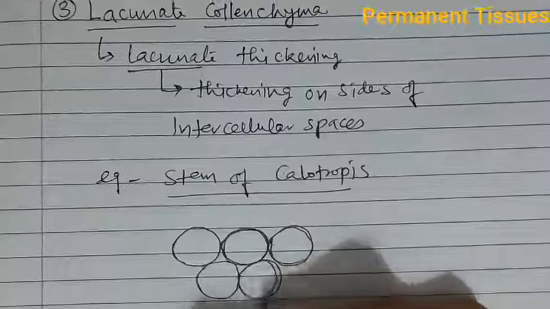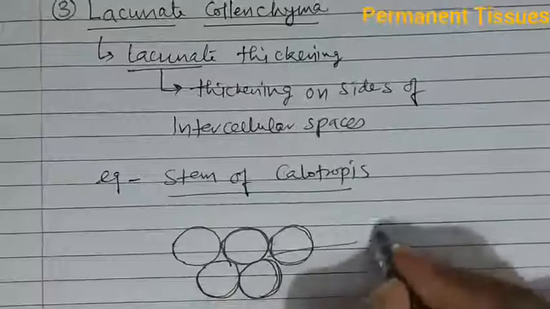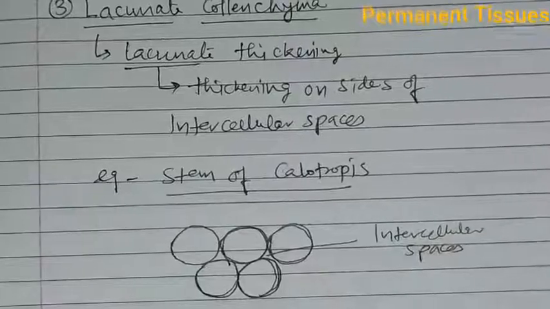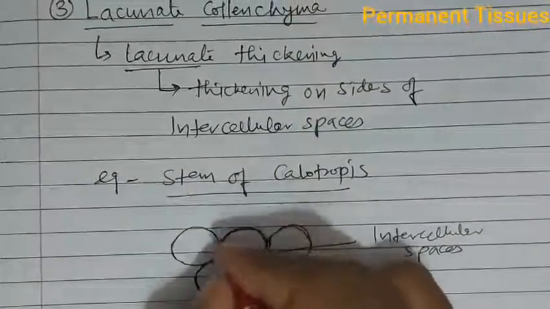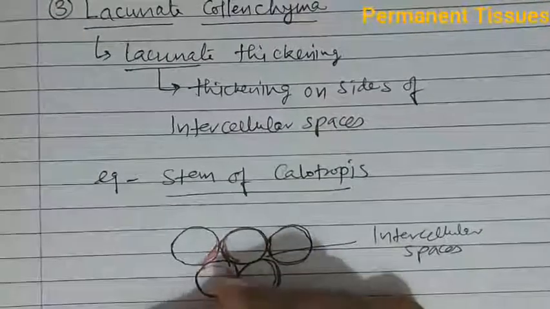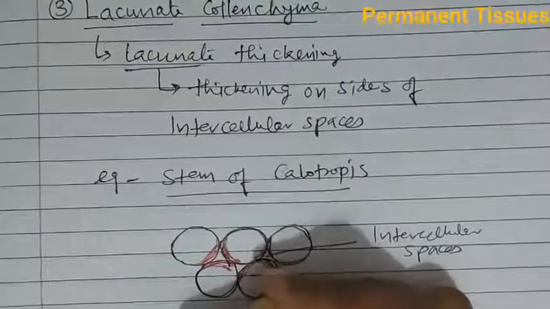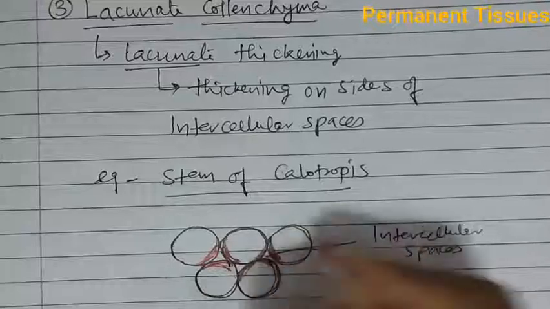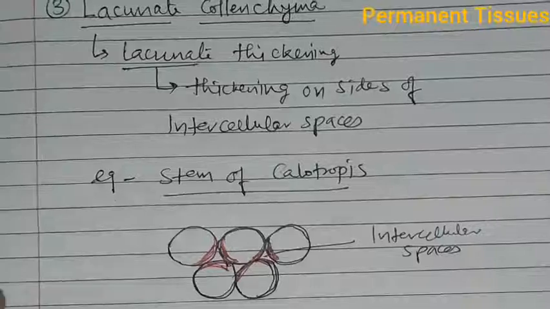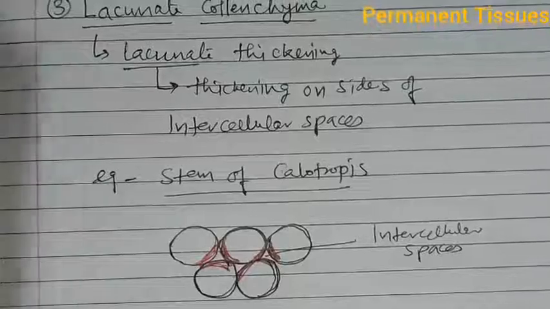Okay, so if we want to draw this, we draw some cells. Suppose these are the cells, and these are the intercellular spaces. Thickening becomes more on the intercellular space side, like this. When it is more on the intercellular space side, it is known as lacunate collenchyma. So I hope you understood the three types of collenchyma, that is angular, lamellate and lacunate.